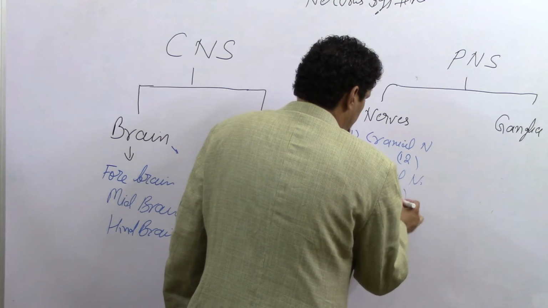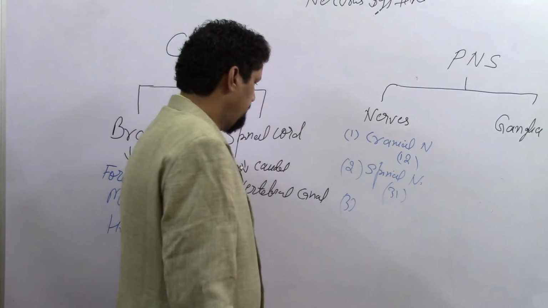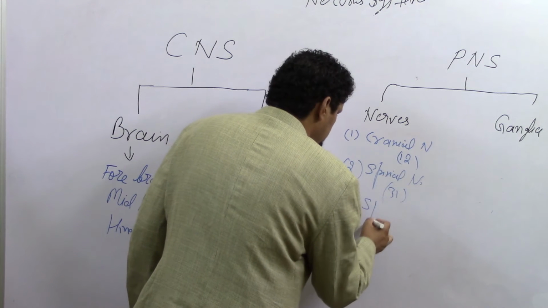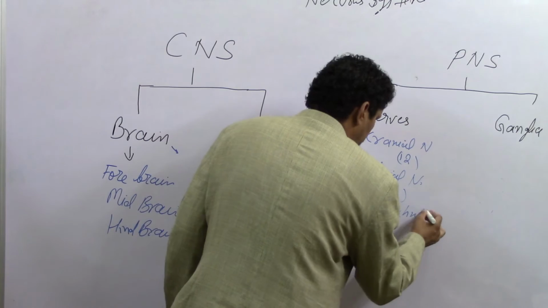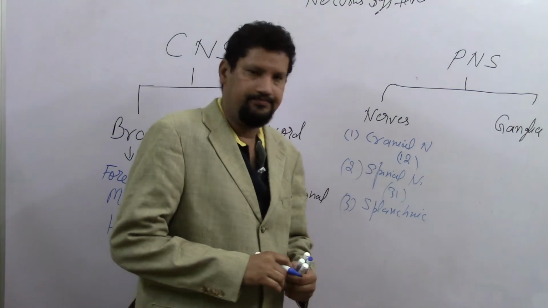31 pairs of spinal nerves are there, and there are splanchnic nerves. Splanchnic nerves are also known as autonomic nerves.